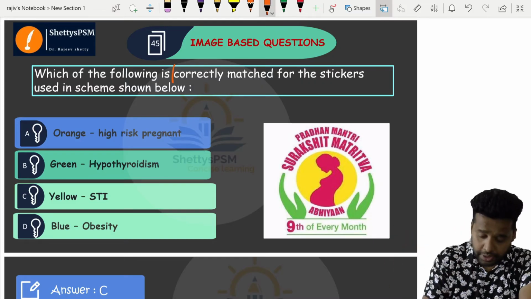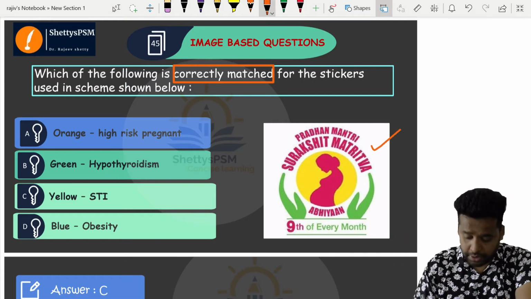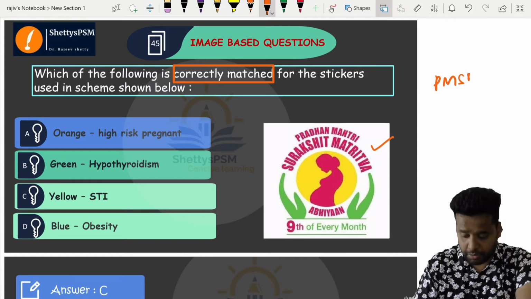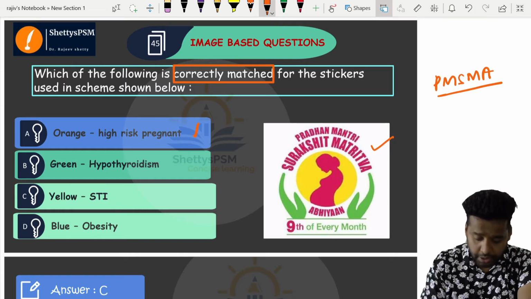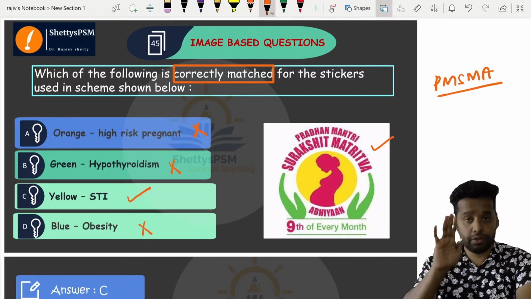Which of the following is correctly matched for the stickers used under this scheme? PMSMA scheme, Pradhan Mantri Surakshit Matritva Abhiyan. Orange, high risk pregnant, no. Green, hypothyroidism, no. Yellow, STI, correct. Blue, obesity, no. There are 4 stickers.